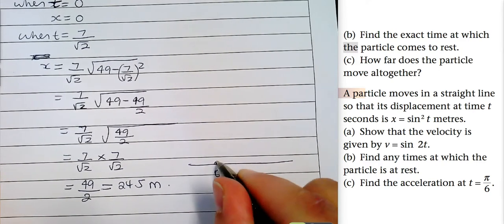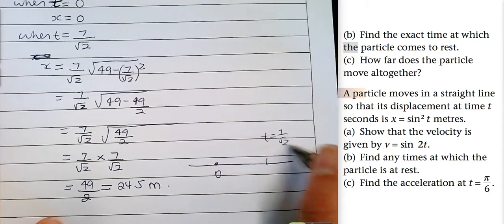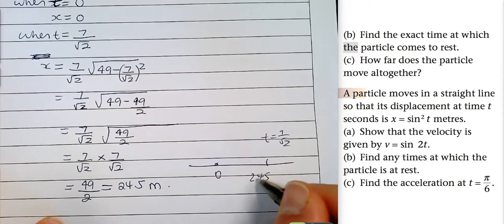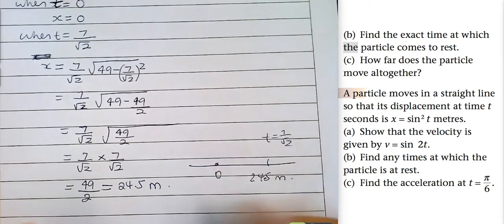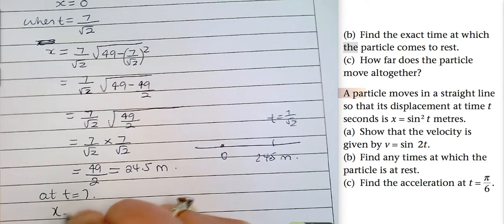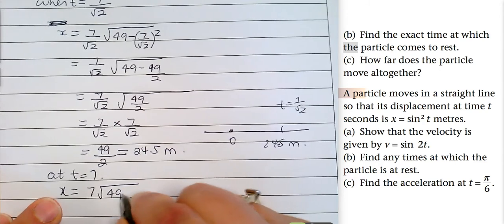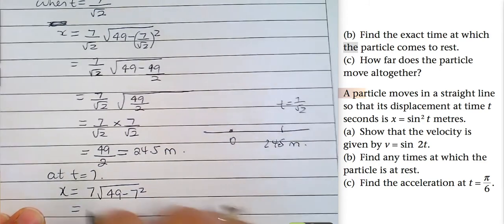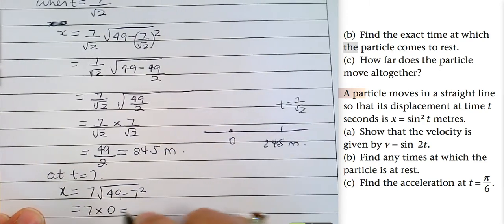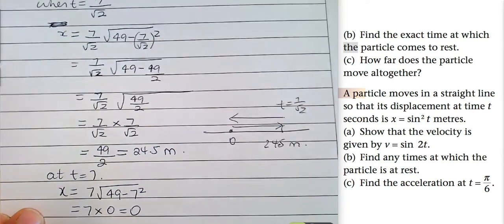So this is our sketch so far. At time 0, the particle's at 0. At time 7 on root 2, the particle's at 24.5 metres. You better work out at t equals 7, where is the particle? X is 7 times the square root of 49 minus 7 squared. So it's 7 times 0, which is 0. In other words, the particle's gone like that and it's come back.